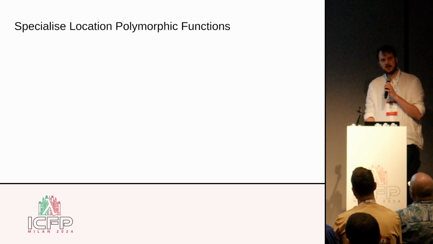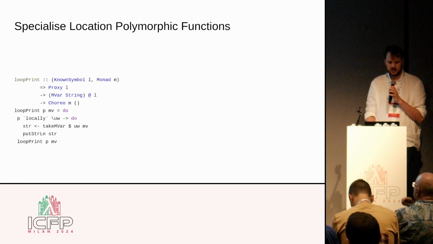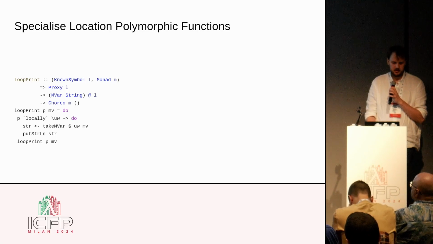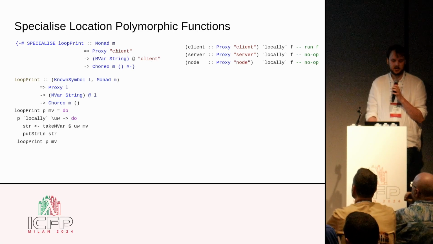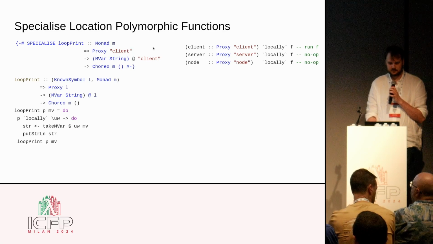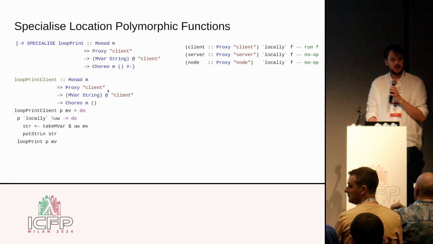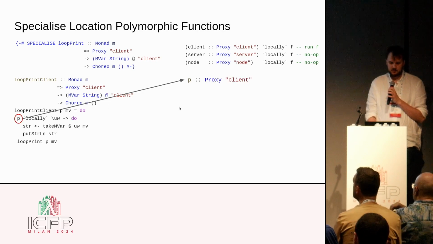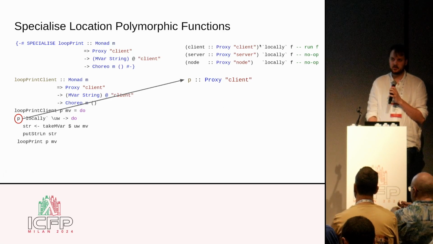But we can specialize the function to a particular type. Of course, we'd like to specialize the function to all the possible types. Here we just write this specialization pragma. For example, for the client, let's say we'll specialize this type to client. We'd like to generate these things as well with Template Haskell. What this will do is emit a specialized version of loopPrint with that specialized type. And now the type of P in this version is Proxy Client, so now we know which of these rules we should apply.